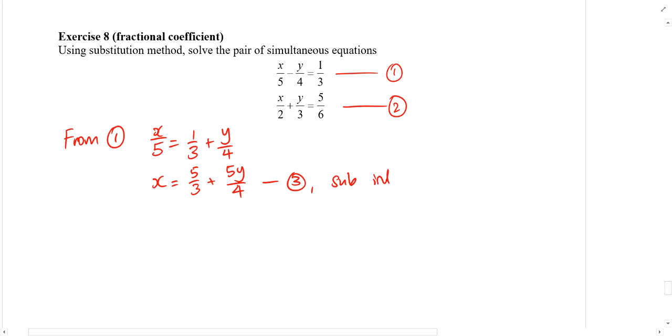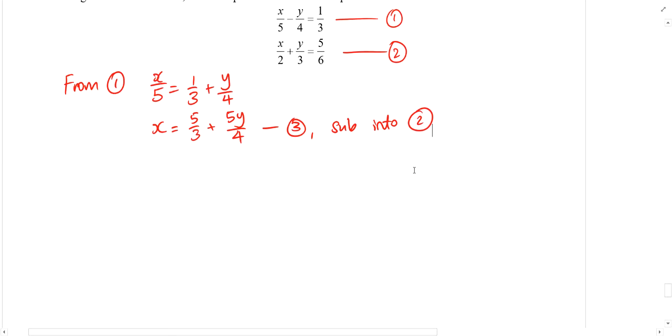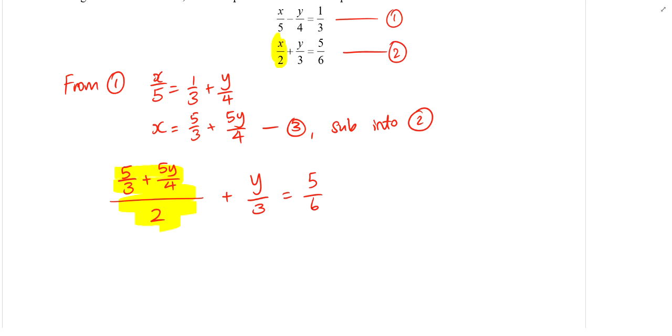Sub into 2. So substituting it into equation number 2, you have to be very careful over here. x, in this case, is going to be 5 over 3 plus 5y over 4, divided by 2, plus y over 3 equals 5 over 6. Looks complicated, but I'm sure you can do it. Let's get rid of all the denominators. I'll multiply both sides by 6.